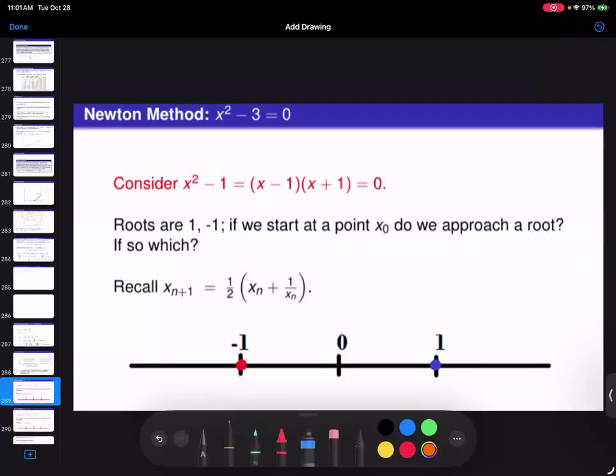So let's take the polynomial x squared minus 1. It has roots in -1 and +1. These are not that hard to find. So if we start at a point x0, do we approach a root, and which root do you think we approach? So can anybody tell me which parts of the interval they think are going to approach 1 when we use Newton's method?